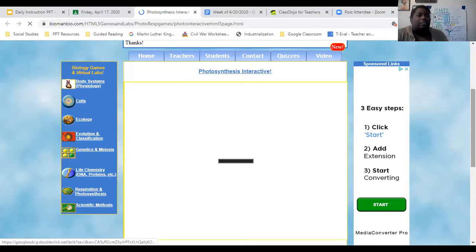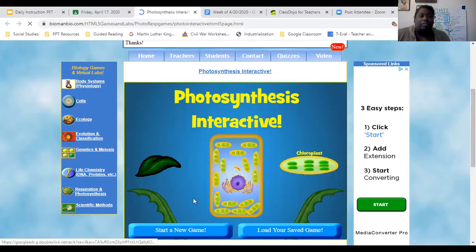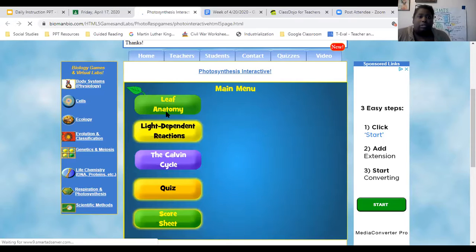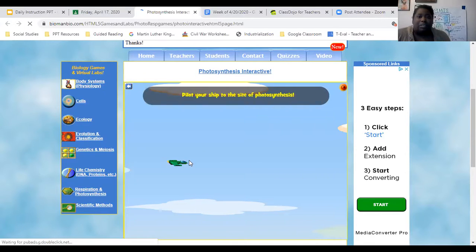Now I played the game yesterday, and I had to shoot things with my little spaceship. And all right, so we are going to do, let's do leaf anatomy. All right, and so here's my little pilot.